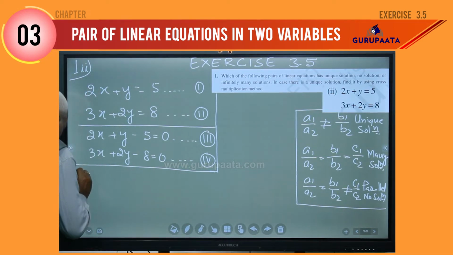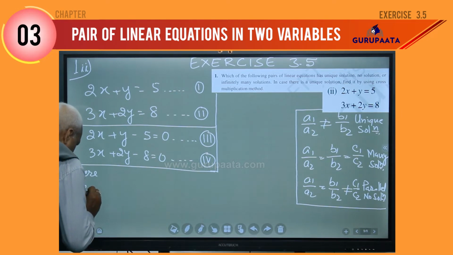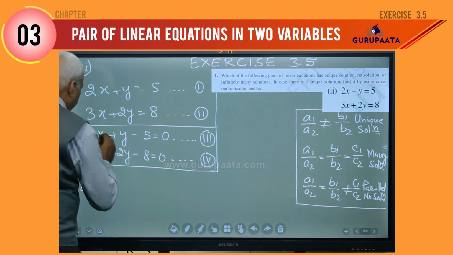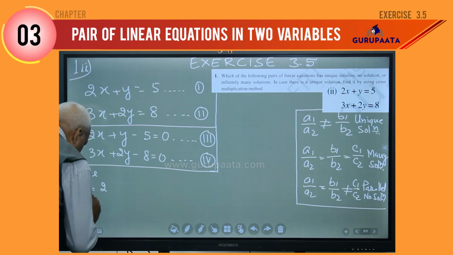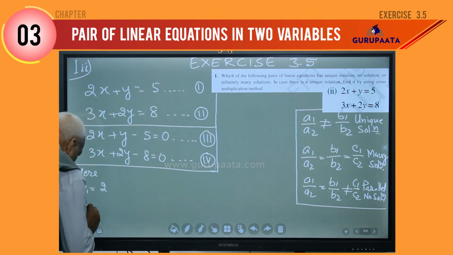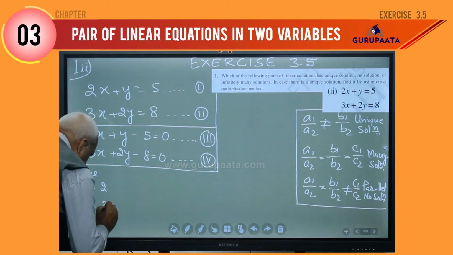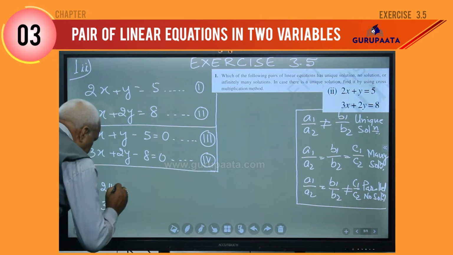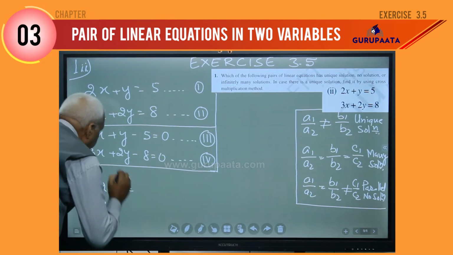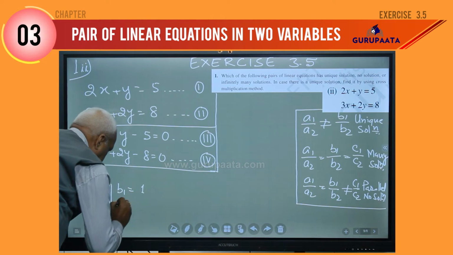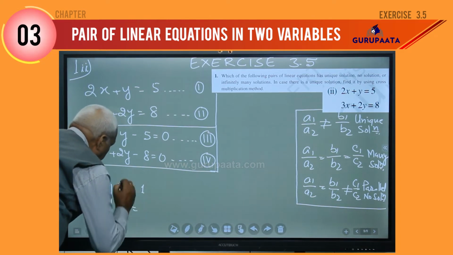And here a1 equal to 2, a2 equal to 3. I will draw a line. b1 equal to 1, b2 equal to 2.